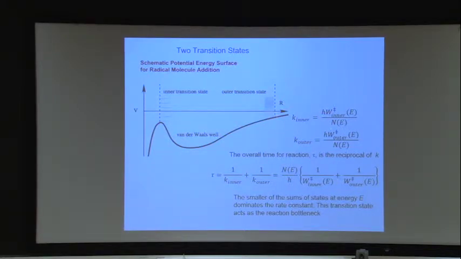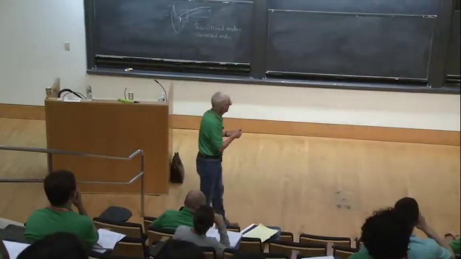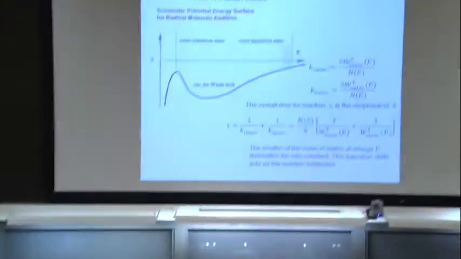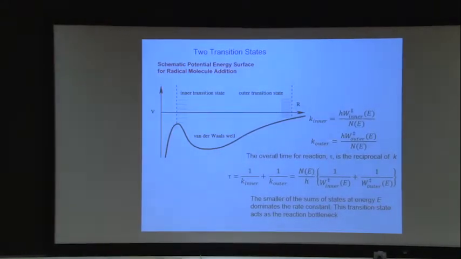And so what we're going to have are two expressions, if you like, for the rate constant, K inner, which is going to be defined, at some particular energy, by the sum of states at the inner position divided by the density of states, and then the same sort of expression for the outer transition state here, sum of states for the outer transition state divided by the density of states. And we can think of an overall time for reaction. How long does it take for us to get into this system and react? And that time is given by the sum of the reciprocals of the inner and the outer rate constants.